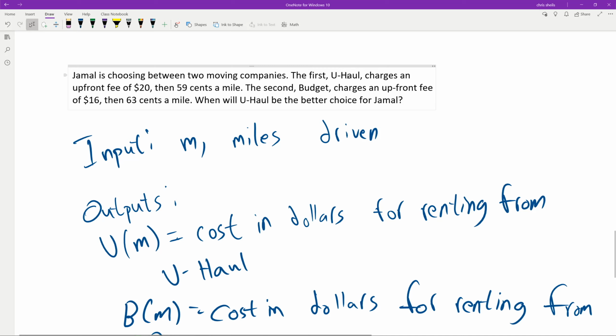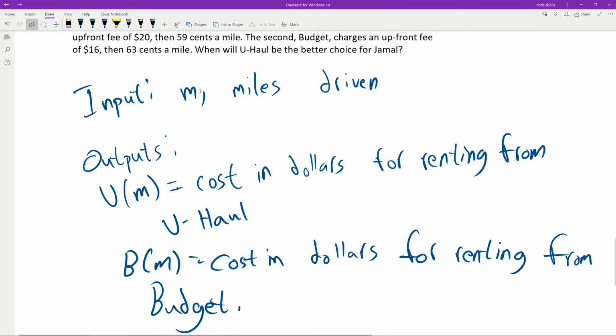Now, if I read this again, U-Haul charges an upfront fee of $20, then 59 cents per mile. Budget charges an upfront fee of $16, then 63 cents per mile. So it looks like for each of these, I have an initial value and I have a rate of change. Okay. Now, of course, we're given the upfront cost in dollars and the rate of change in cents, but converting from cents to dollars is very simple, of course, right?